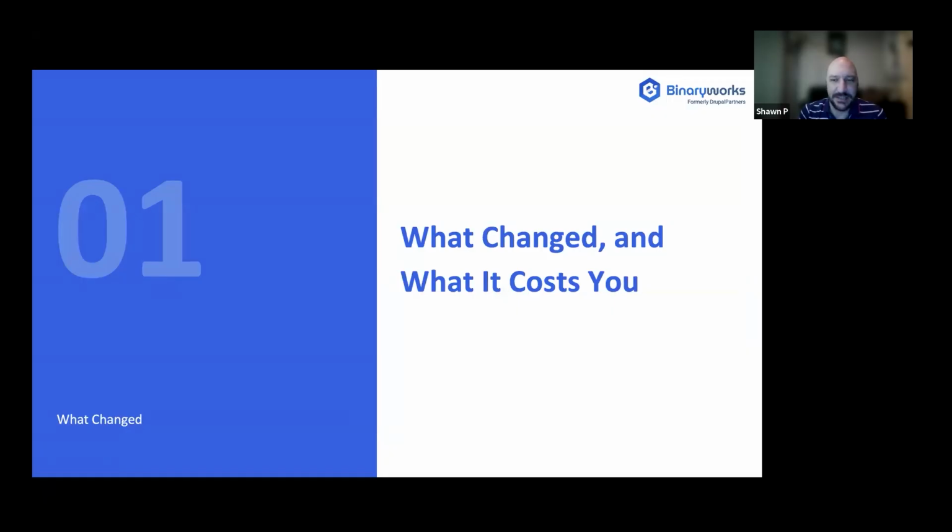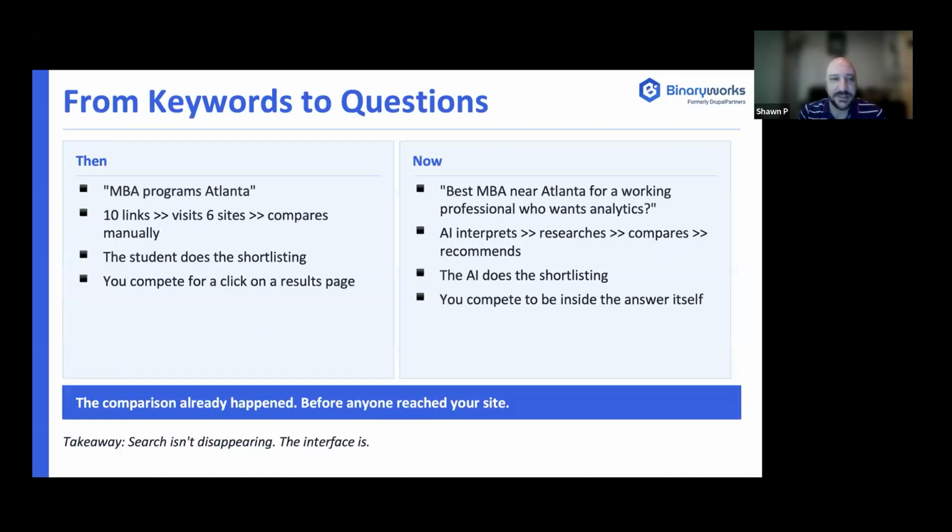Okay, so we're going to focus on what changed and what it costs you. Think about how searching the internet has evolved since the internet came out until today. In the past, you would look for just keywords and phrases, like an MBA program from Atlanta. But nowadays, because of ChatGPT, Perplexity, Gemini, and all of these AI assistants, you can just ask things in natural language and it's able to understand it. So you can ask a question like the best MBA near Atlanta for working professionals who want analytics, and it'll be able to understand your intent, what you're looking for, and match you with those sites.